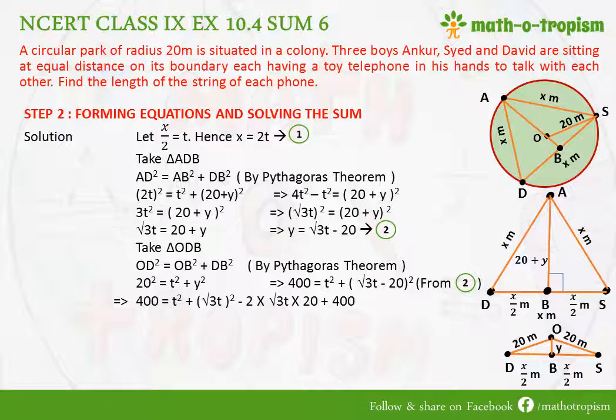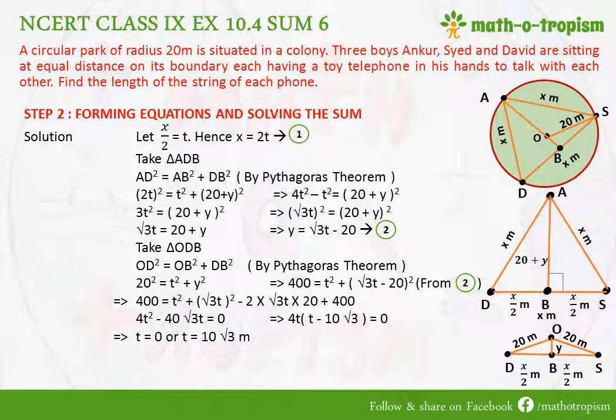When I cancel out 400 on both sides and bring everything to one side, root 3t the whole square becomes 3t square. So that becomes 3t square plus t square, so 4t square minus 40 root 3t is equal to 0. When I take 4t as common in both terms, I get 4t times bracket t minus 10 root 3 is equal to 0. So the only possible answers are t is either 0 or t is equal to 10 root 3. Since t is not equal to 0, we will take t as 10 root 3.